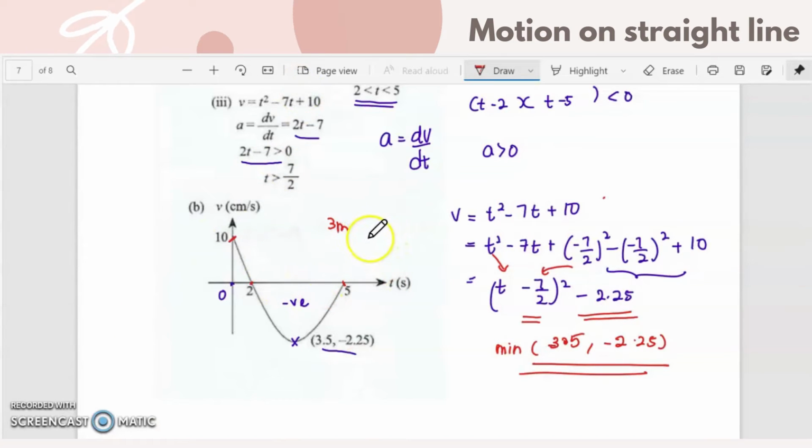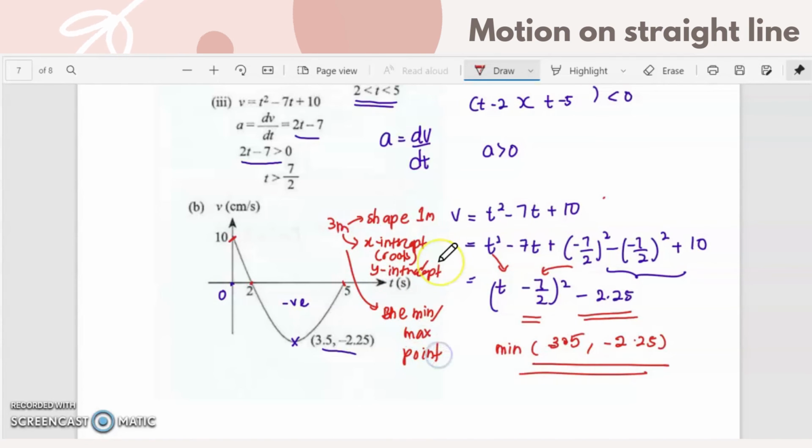Usually for 3 marks, the first is the shape, so we get 1 mark there. The second mark is your x-intercept, the roots. Then also the y-intercept. Now the y is v, and the x-intercept, x is t. The third mark is the minimum or maximum point. So complete, you will get 3 marks. So that is the question for the topic motion on a straight line.